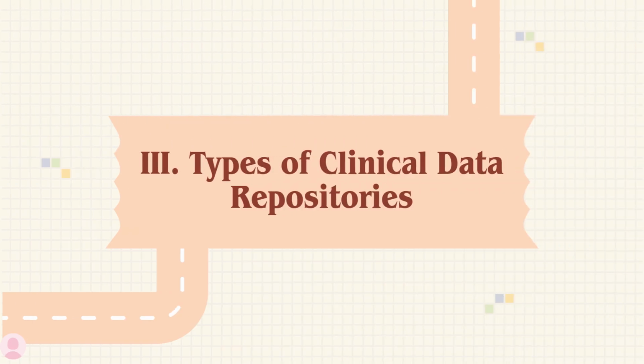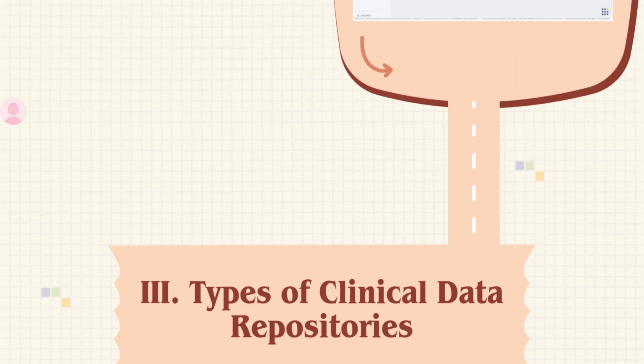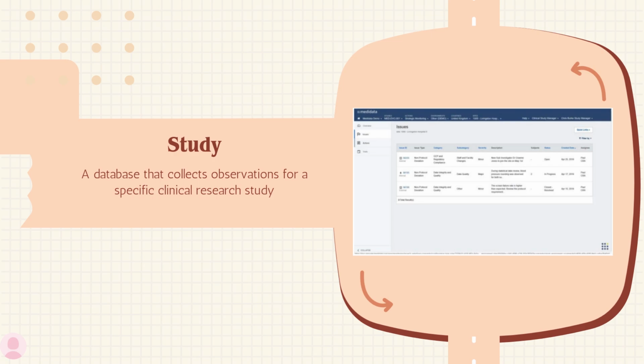Next, we move on to part 3, types of clinical data repositories. All right, let's start with number 1, study. So, a database that collects observations of a specific clinical research study. So, this encompasses research studies that include a patient's data information or observations depending on the cases or the topic involved.